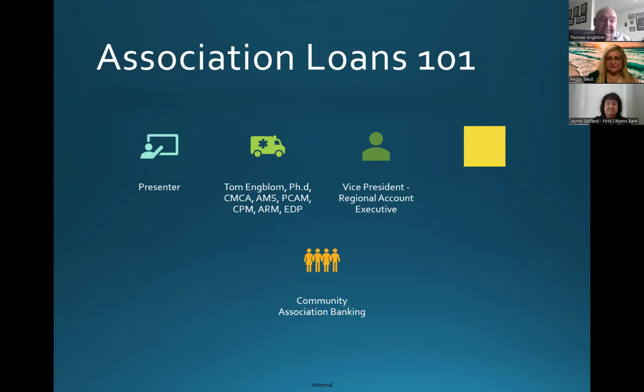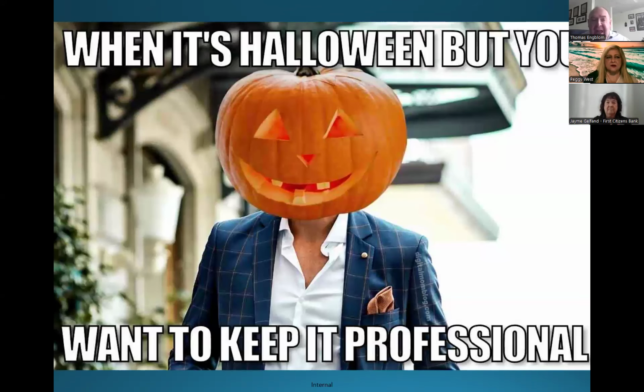And again, when I started 41 years ago, obtaining a loan for an association, you never heard of it. Now, today, it's just common practice.